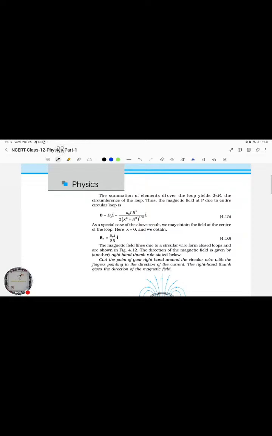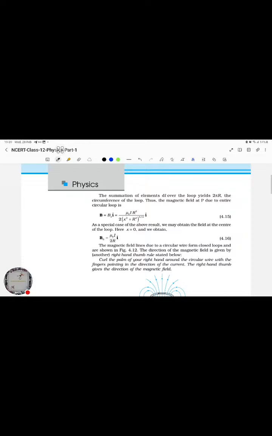If I consider x to be equal to 0, it turns out that I will obtain the value to be equal to mu naught I by 2r. That is, at the center the value of the magnetic field due to a circular loop is mu naught I by 2r.